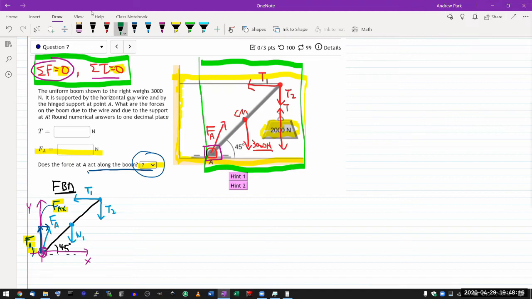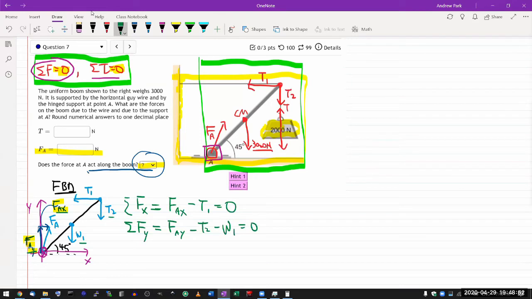So the X component of the net force equation is: I have the X component of the hinge force, FAx, minus the tension T1, is equal to zero. And the Y component of the net force equation, I have the Y component of the hinge force, FAy, minus T2 minus W1, is equal to zero.